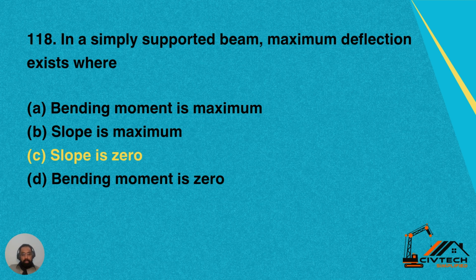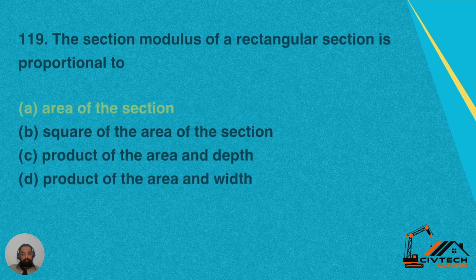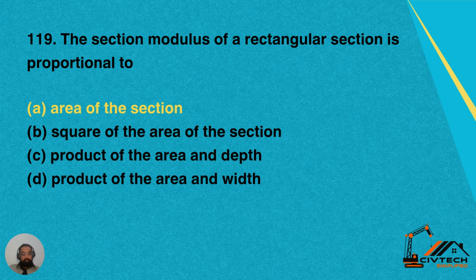Question 118. In a simply supported beam, maximum deflection exists where? Option A, bending moment is maximum. Option B, slope is maximum. Option C, slope is zero. Option D, bending moment is zero. In a simply supported beam, maximum deflection exists where? Option C, slope is zero. C is the correct option.